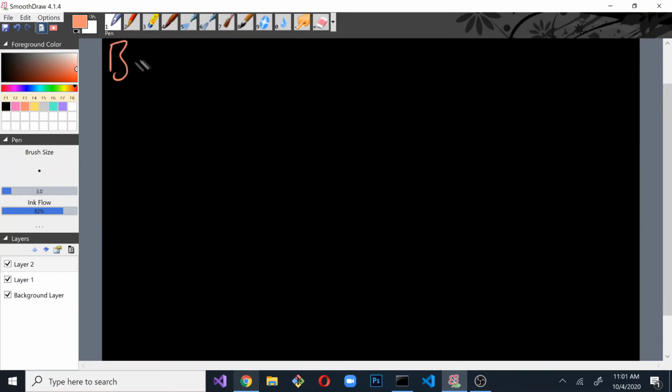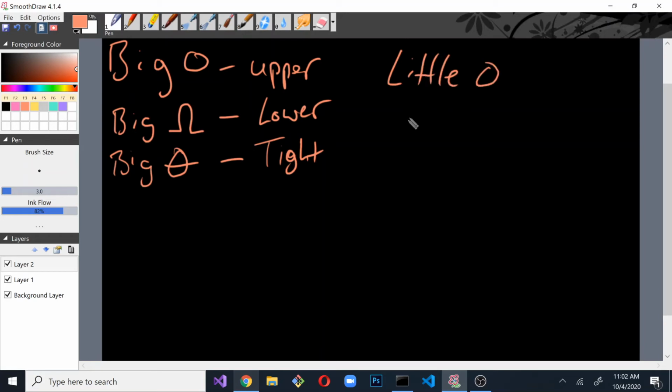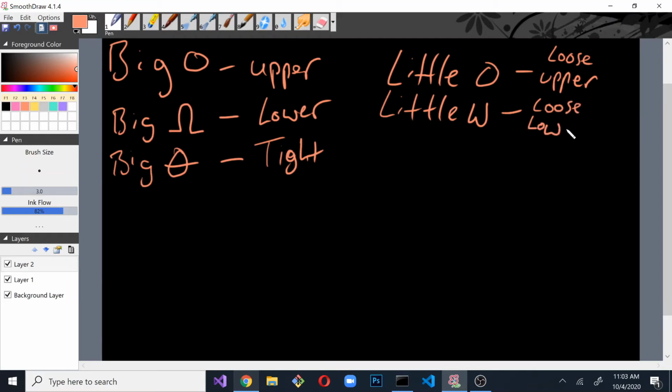All right, so far we've talked about big O, and this is going to be the upper bound. And then we have big omega, and this is kind of that horseshoe looking symbol, and this is going to be the lower bound. And then we have big theta, and this is going to be when we have both big O and big omega. So this is going to be the tight bound. But then we also have little o and we have little omega. So these are not as common, but these are considered to be kind of a loose upper bound and then a loose lower bound. So the idea is pretty much the same.